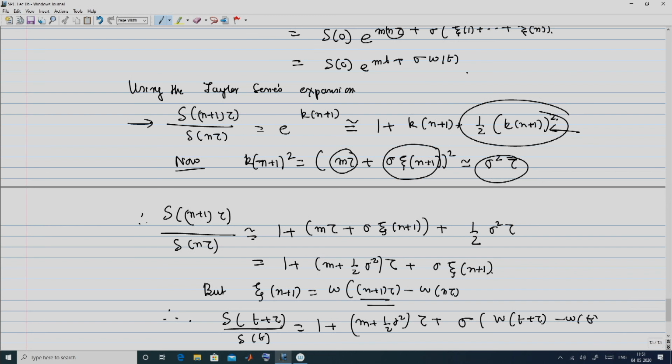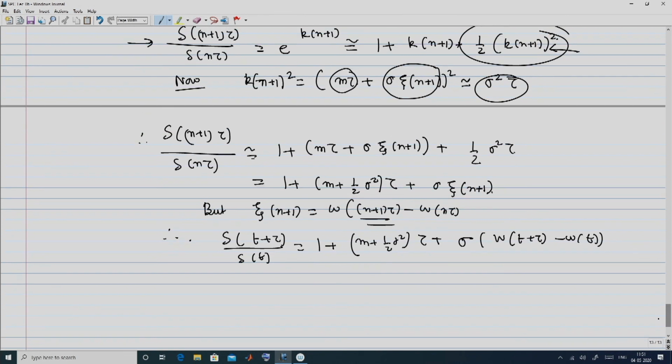minus w of t, or this can be rewritten as S of t plus tau minus S of t is equal to m plus half sigma square S of t tau plus sigma into w of t plus tau minus small w of t. So, these are small w's.